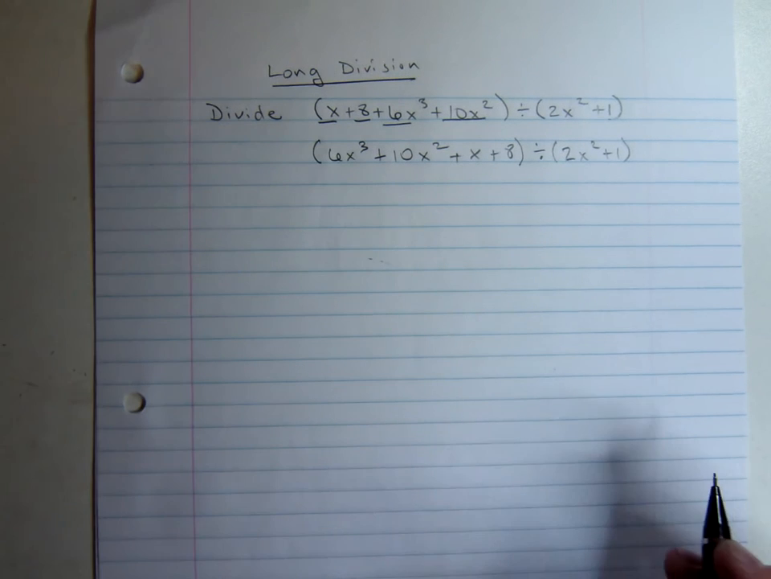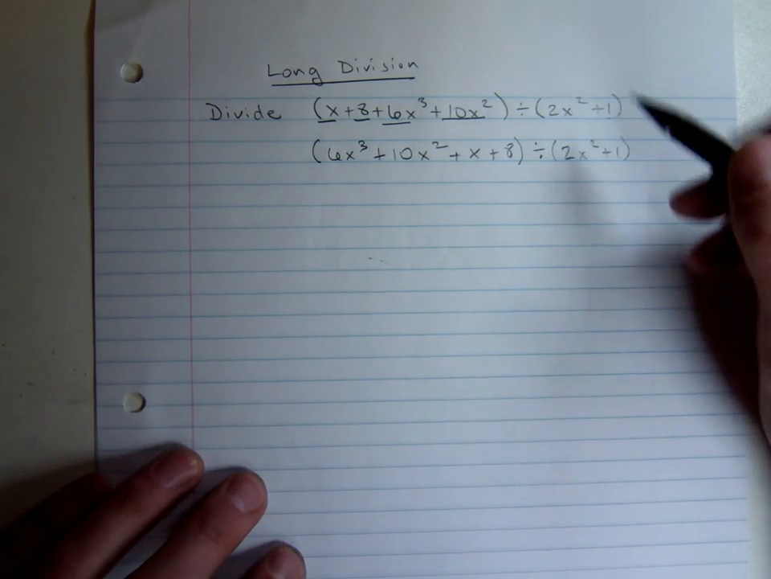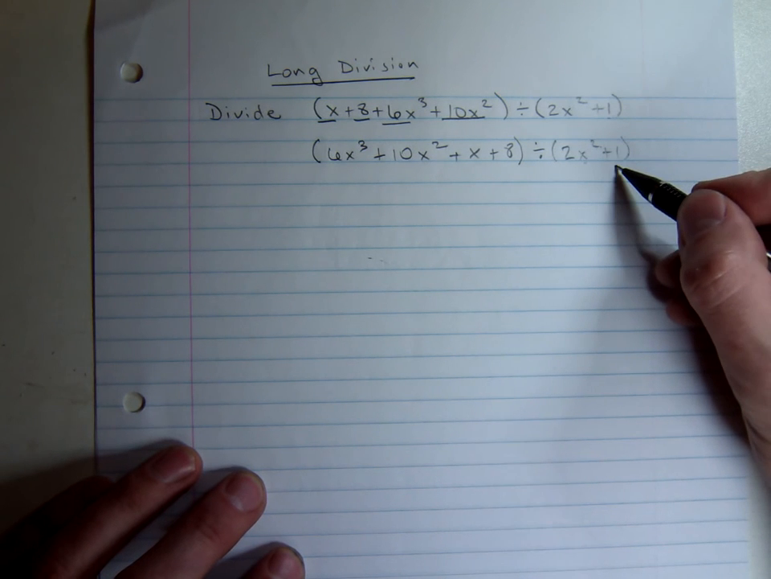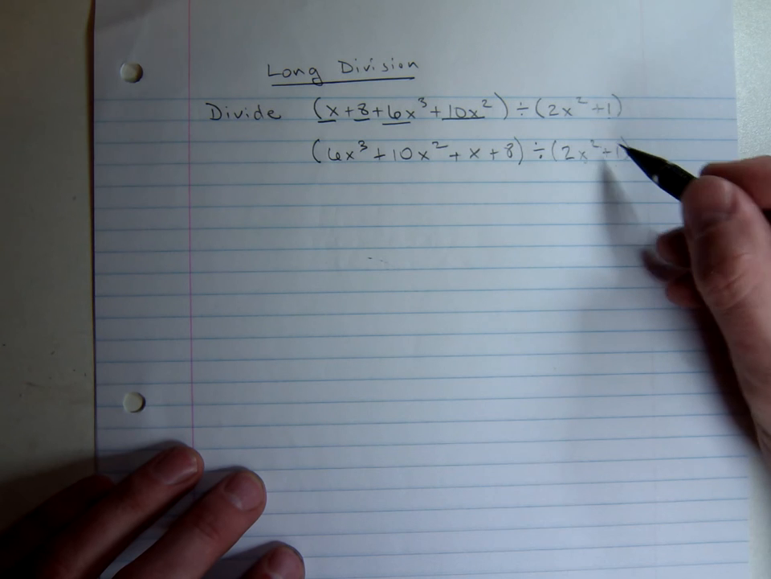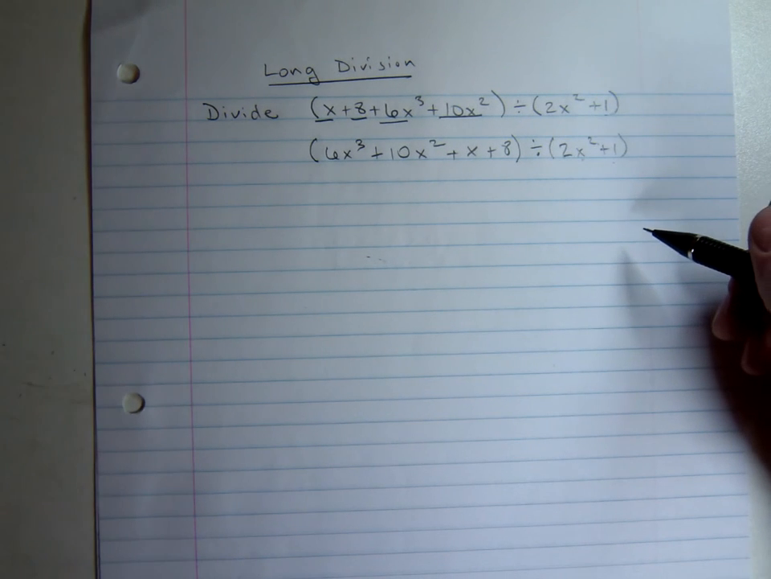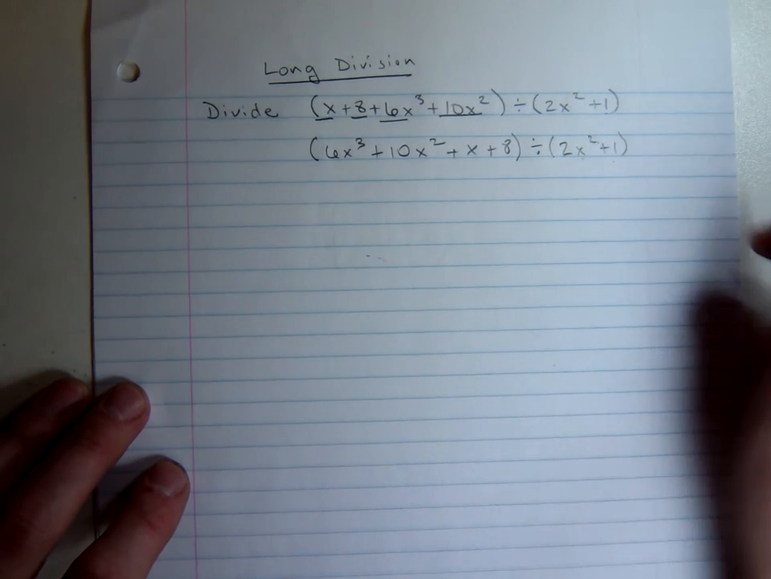Now, in this case, we actually would have to do this with long division. The reason being that we have an x squared term here. This is not a linear divisor. That x squared term and the 2 make it impossible for us to divide this using synthetic division. So long division is our only option.